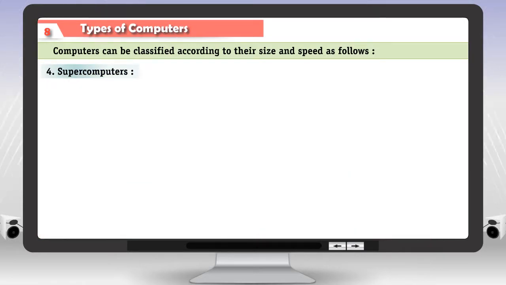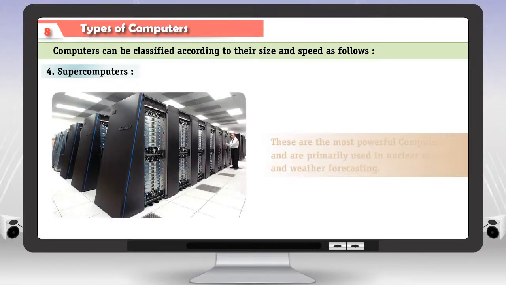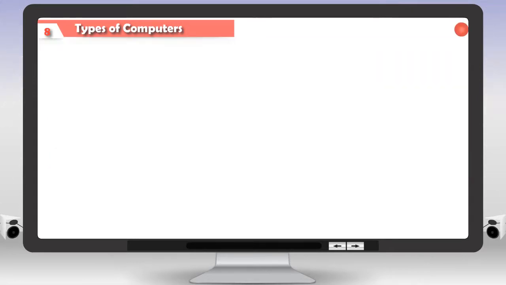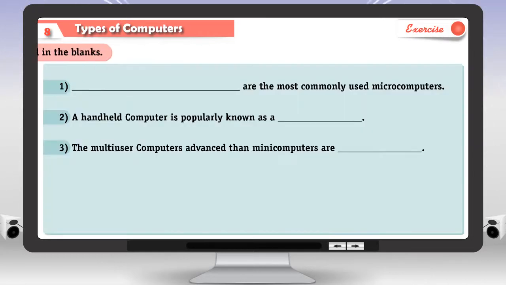4. Supercomputers. These are the most powerful computers and are primarily used in nuclear research and weather forecasting. Exercise 1. Fill in the blanks.